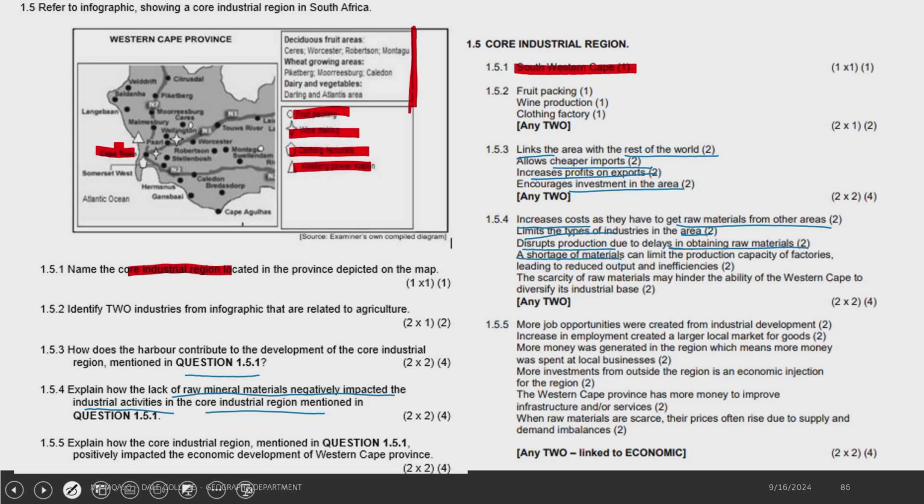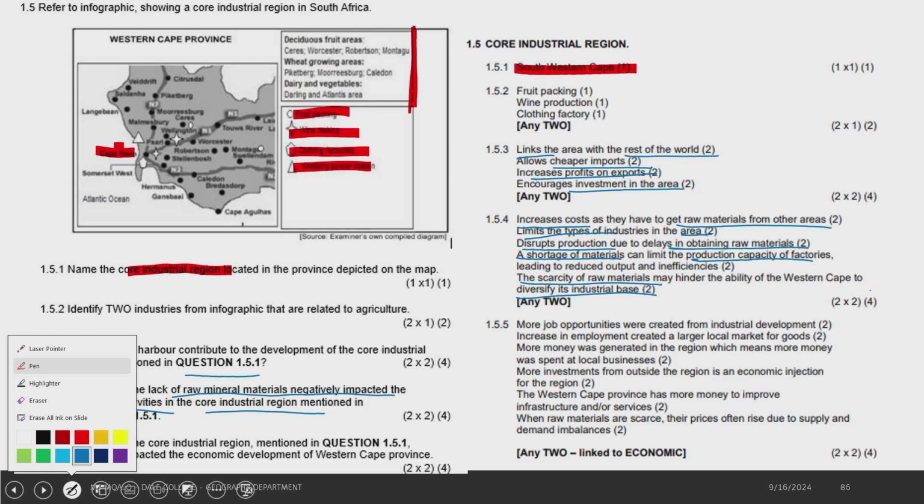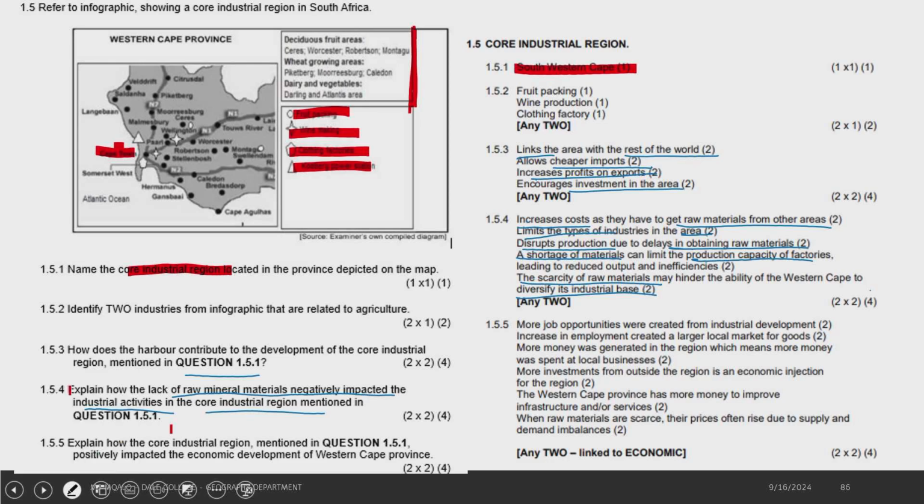A shortage of materials can limit production capacity of factories, leading to reduced outputs. The scarcity of raw materials may hinder the ability of Western Cape to diversify. Very important, you saw me highlight or underline two aspects. Why? Because the question is explain how, meaning we need a fact plus a qualifier. If you don't have that, you will forfeit those marks.